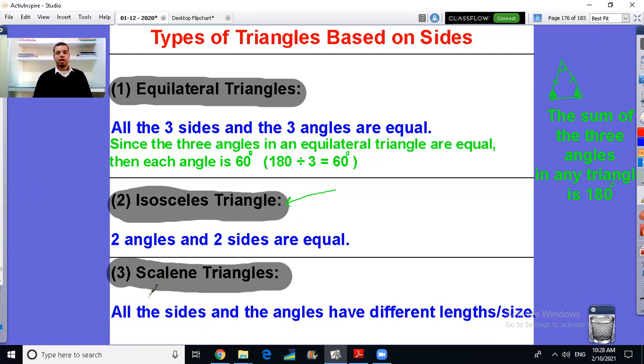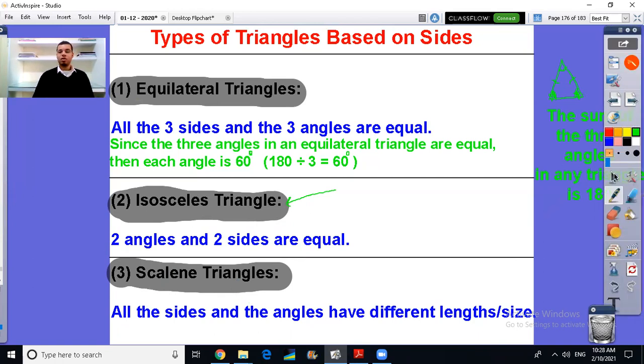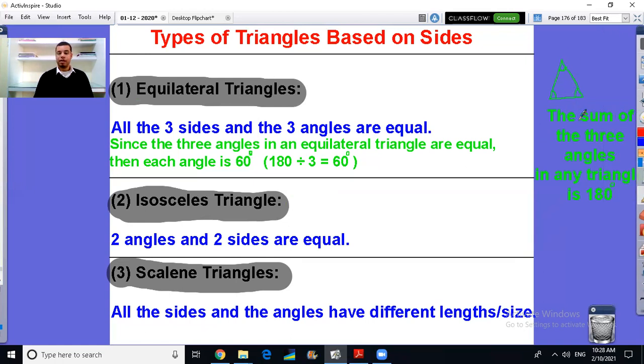Scalene triangles: all the sides and the angles have different lengths or sizes. So if all the sides here are not equal, look at this, none of them have any marks, just the three sides are different. If they have different lengths, that means the three angles also are different, which means this is a scalene triangle.